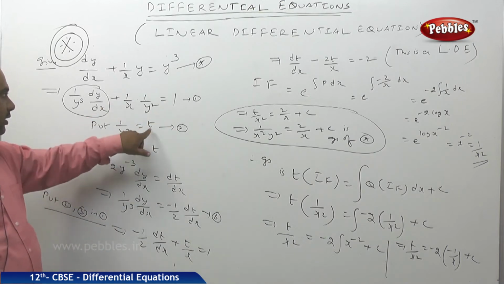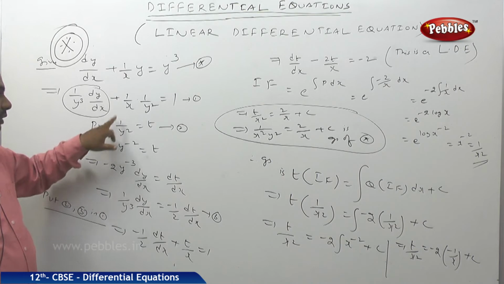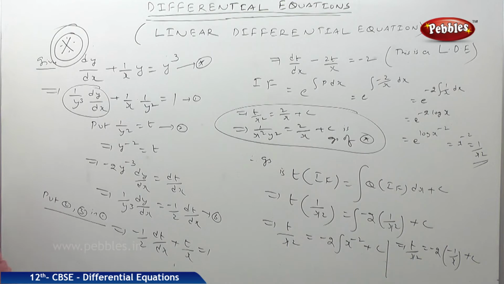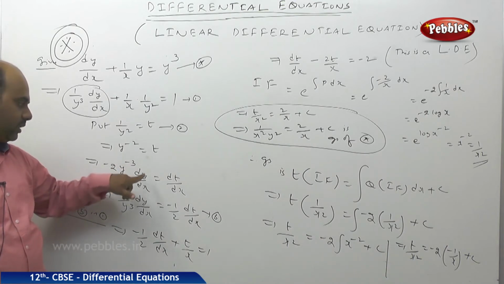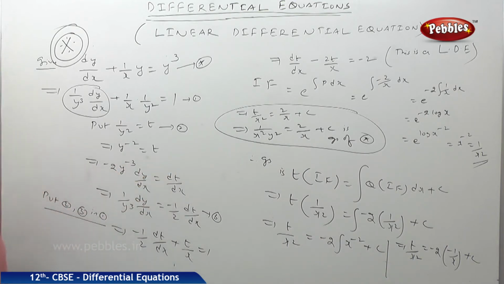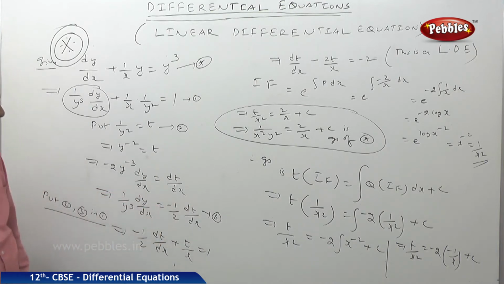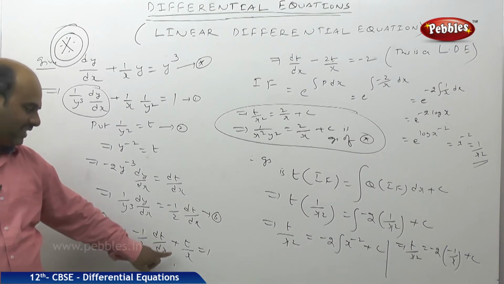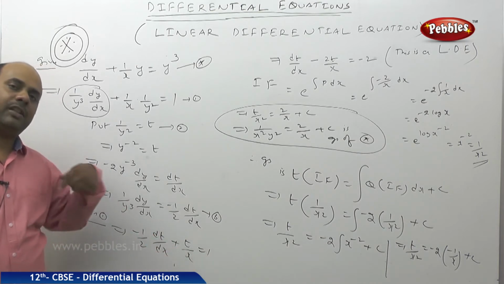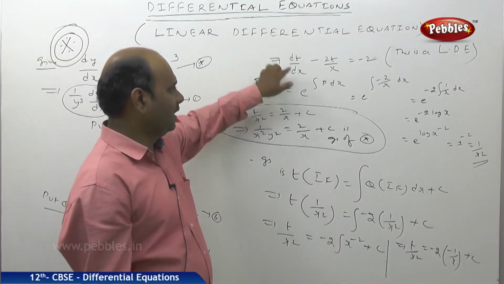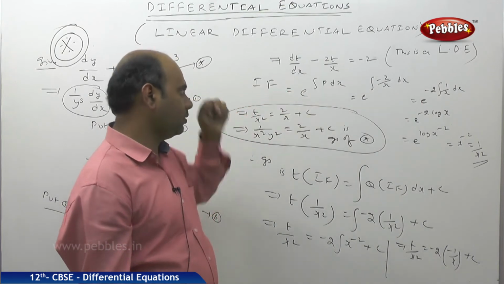We need to put 1 by y square is equal to t. So what happens? 1 by y square means I can call it as y power minus 2. So y power minus 2 is equal to t. Minus 2 into y power minus 3 dy by dx is equal to dt by dx. So 1 by y cube dy by dx is equal to minus 1 by 2 dt by dx. So this is 2, this is 3, this is 1. We need to put 2 comma 3 in 1. Finally minus 1 by 2 dt by dx plus t by x is equal to 1. I multiply by minus 2 throughout the differential equation. So this becomes dt by dx minus 2t by x is equal to minus 2.